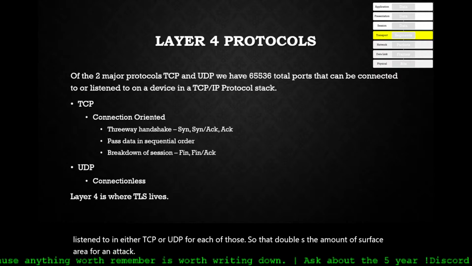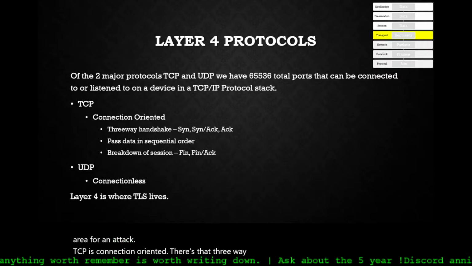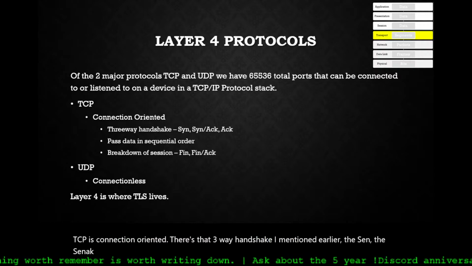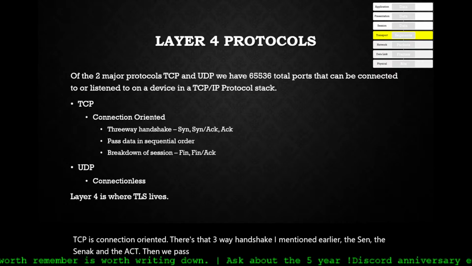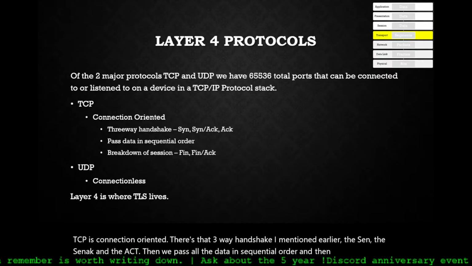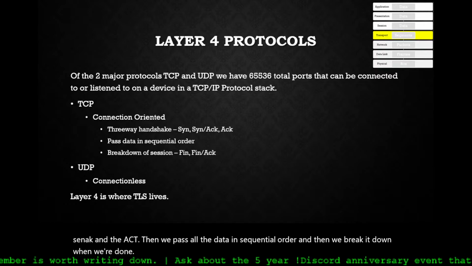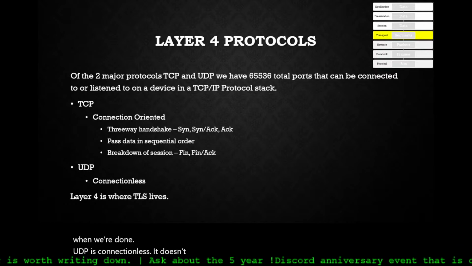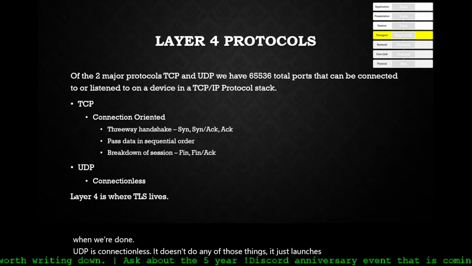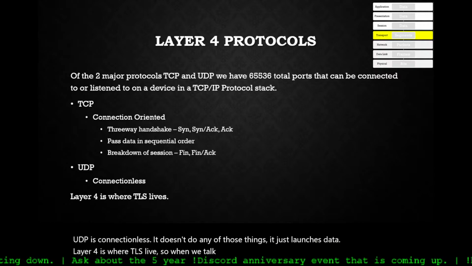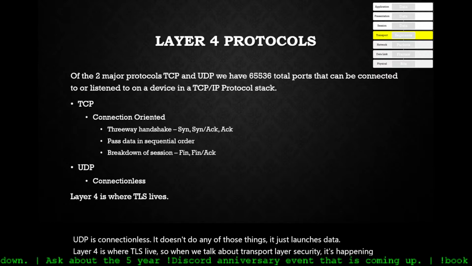TCP is connection oriented. There's that three-way handshake I mentioned earlier, the SYN, the SYN-ACK, and the ACK. Then we pass all the data in sequential order, and then we break it down when we're done. UDP is connectionless. It doesn't do any of those things. It just launches data. Layer 4 is where TLS lives. So when we talk about transport layer security, it's happening here at layer 4.